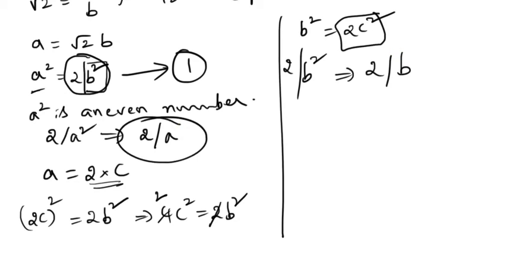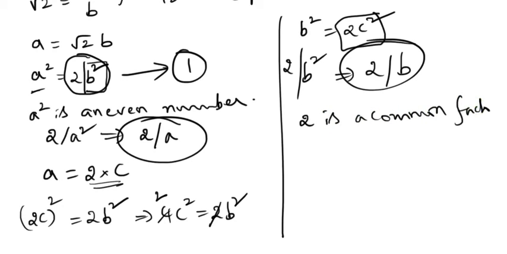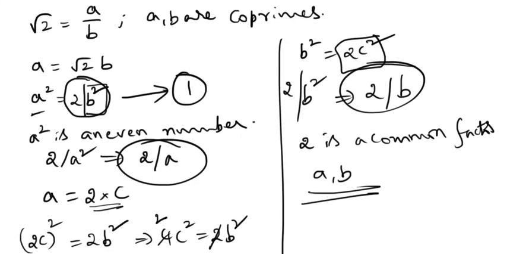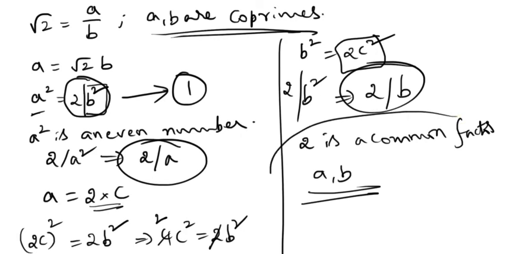If you observe this one and this one, you see 2 divides A and 2 divides B. That means 2 divides both A and B, so 2 is a common factor for both A and B. This violates our assumption that A and B are co-primes. We assumed that A and B are co-primes, but here we got 2 as a common factor of A and B. What does it mean? This is violating our assumption.